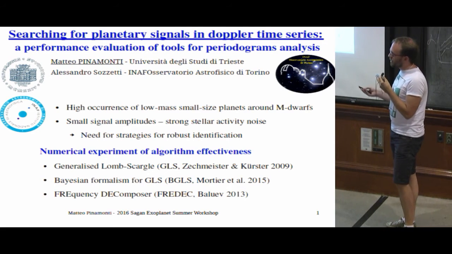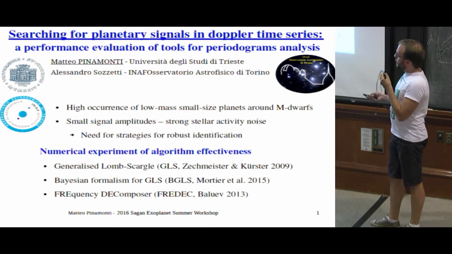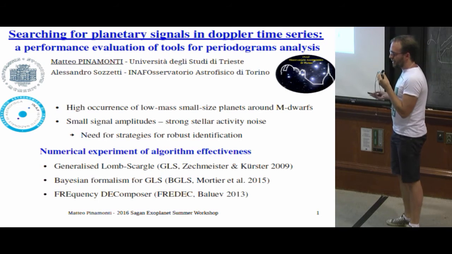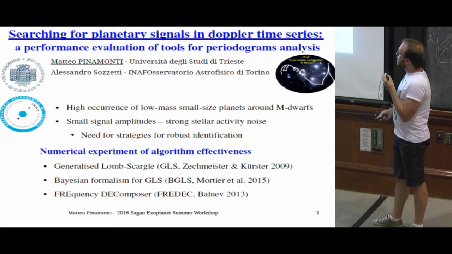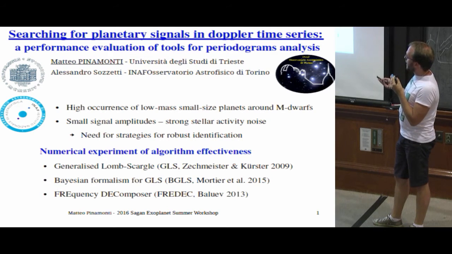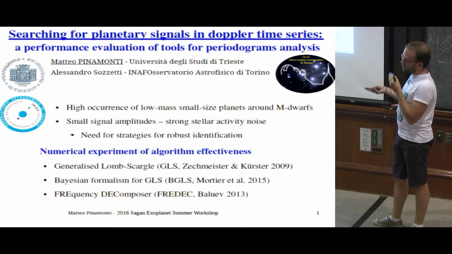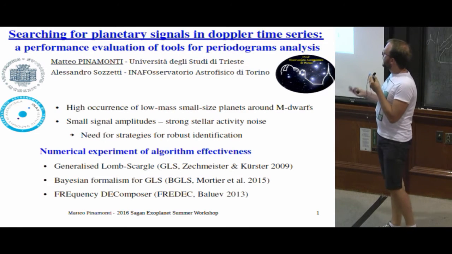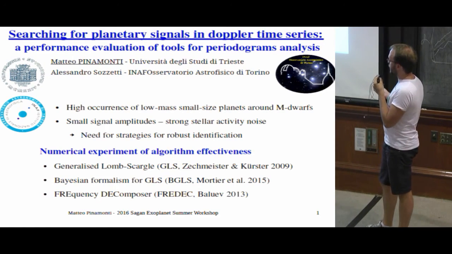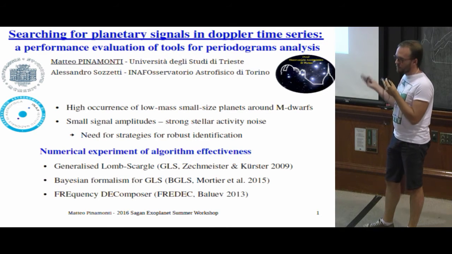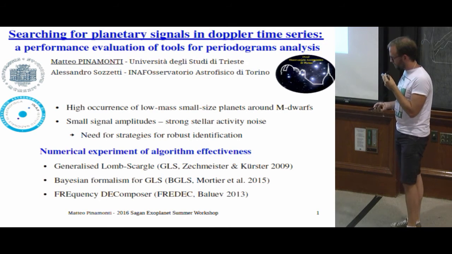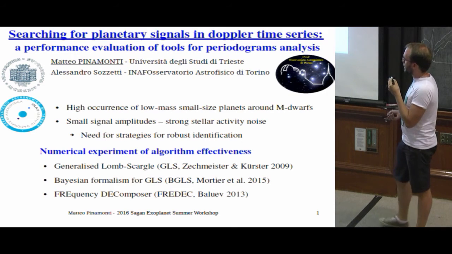So what we did is to analyze some synthetic catalogs of several thousands of synthetic time series to study the different efficiency of these 3 algorithms, which are the generalized Lomb-Scargle, which is the standard tool everybody uses, the new Bayesian version of the GLS, proposed last year by the group of Mortier, and the multiple algorithm, the frequency decomposer, which is a multi-frequency periodogram algorithm.